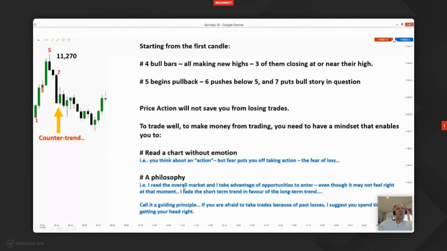So when you are confronted with this current chart here, what would you do? While you're thinking about that, let me tell you something. To trade well, to make money from trading, you need to have a mindset that enables you to read a chart without emotion. It's no good that you are reading a chart and you get a sensation of fear or excitement in your stomach because you are afraid of missing out or you're getting an assignment. Sure, it's okay to be excited, but you're actually better off if you can look at a chart completely rational and cool as a cucumber and simply reflect on both sides of the equation.